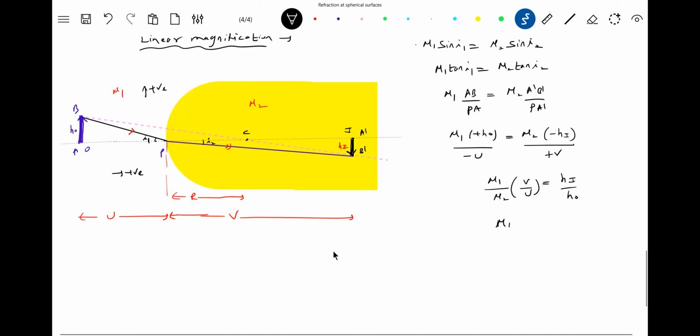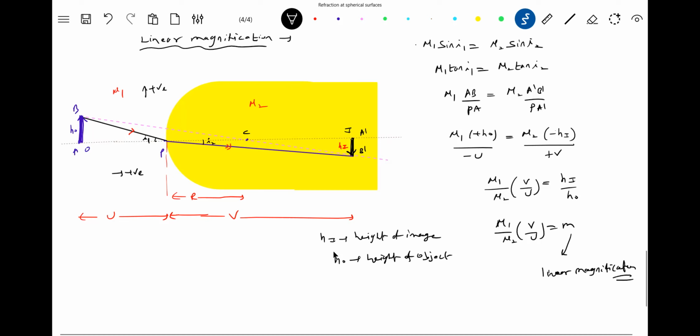So what is basically the magnification formula? Linear magnification, small m, is the height of the image, HI, divided by the height of the object, HO. Small m is linear magnification. On one side we know this formula.